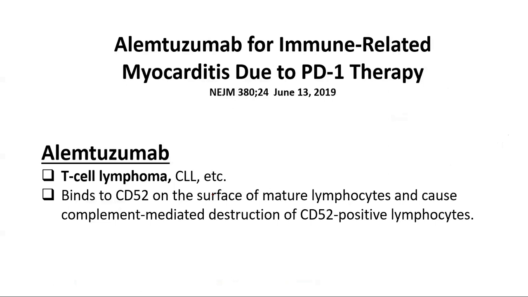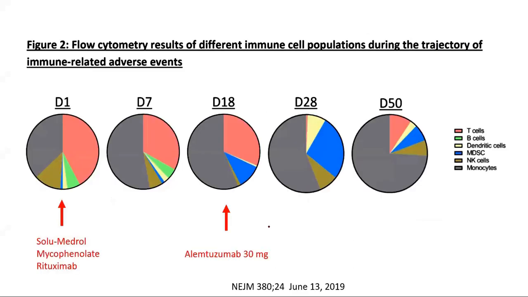In this group, I believe it was a Canadian group, they used a monoclonal antibody that used to be used for treatment of T-cell lymphoma. You see the nomenclature, it's a zumab, so we know it's a humanized monoclonal antibody. It has a "tu", so we know this monoclonal antibody is used for tumor treatment. So alemtuzumab.